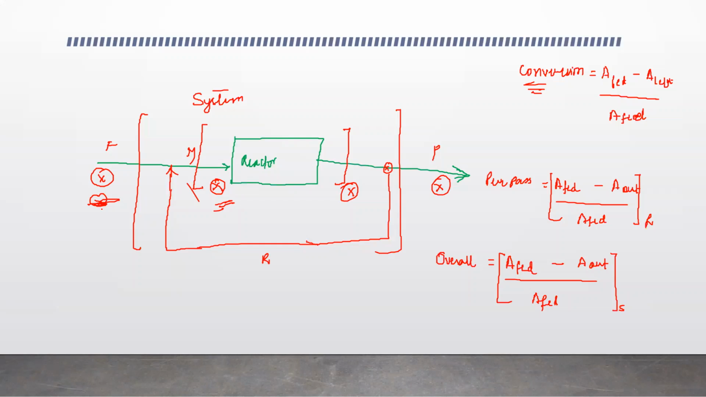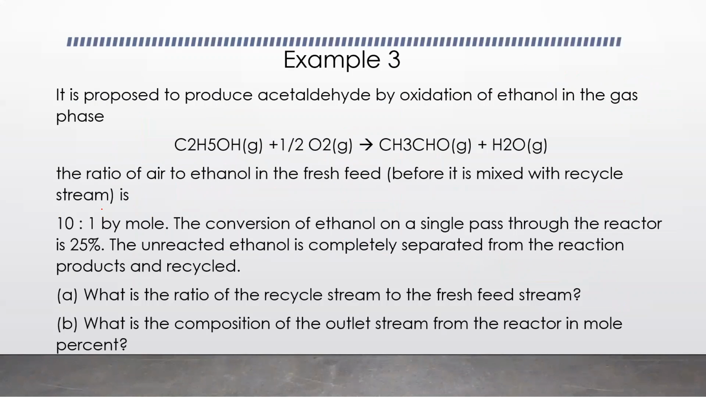Once we are done with this, let's move on to example number 3, which involves material balance with chemical reactions, recycle with chemical reactions, actually. It is proposed to produce acetaldehyde by oxidation of ethanol in gas phase: C2H5OH plus half oxygen gives you CH3CHO plus water. The ratio of air to ethanol in fresh feed, fresh feed being before it was mixed with the recycle stream, is 10:1 by mole. And the conversion of ethanol on a single pass through the reactor is 25%. The unreacted ethanol is completely separated.